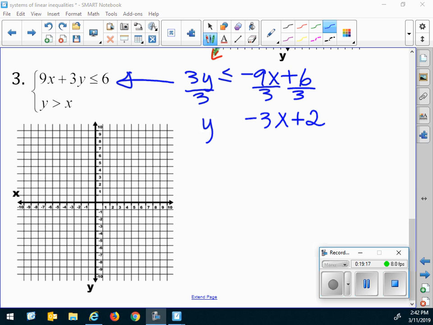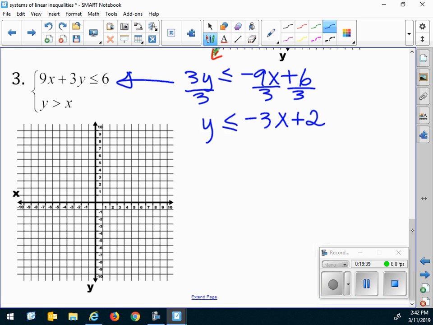Do I change the sign? Yes, you do. Did I divide or multiply by a negative number? No, leave the sign as it is. I just divided by 3.